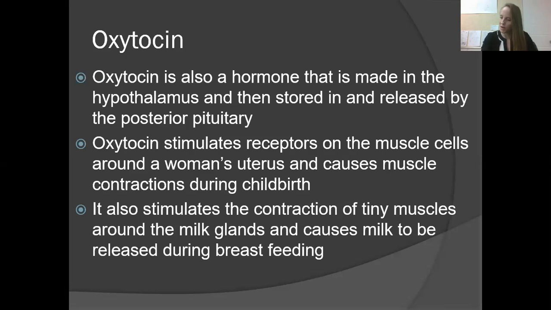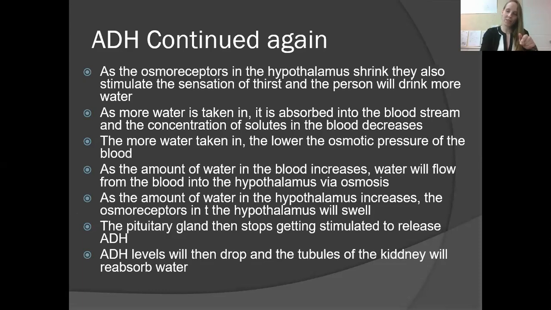The other thing I do want to briefly talk about is that the release of ADH from the posterior pituitary is stimulated by the hypothalamus, but it comes in the form of a nerve signal. So the hypothalamus sends a nerve impulse to the posterior pituitary, telling it to release the ADH.